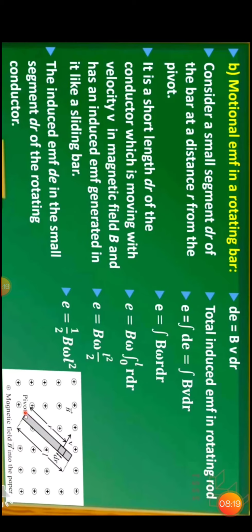Compare the above result with the induced EMF in a sliding bar, E is equal to BLV.